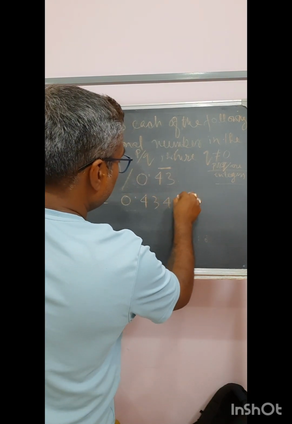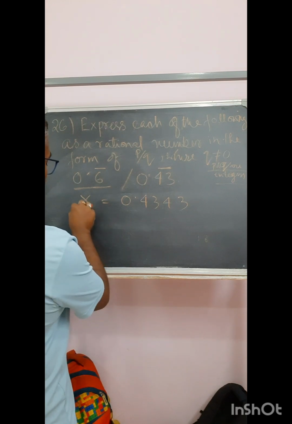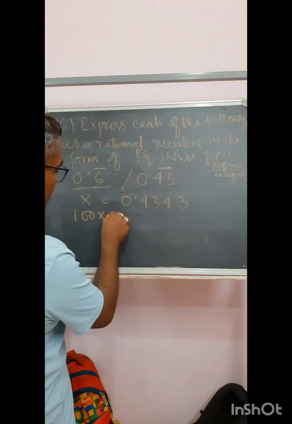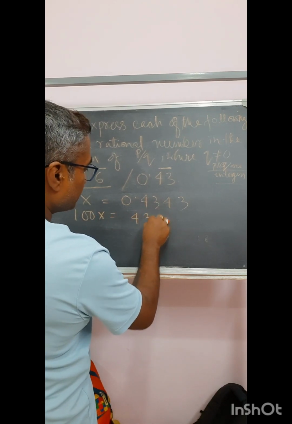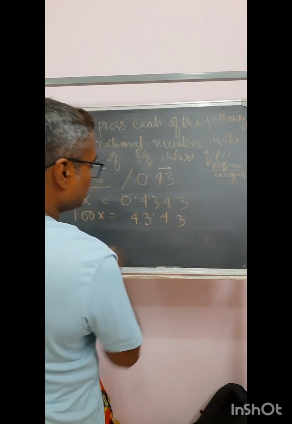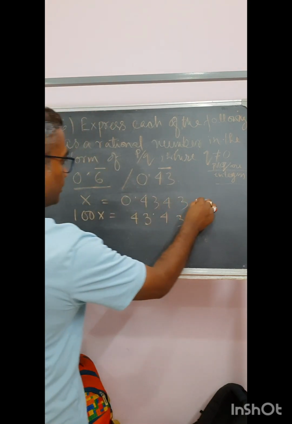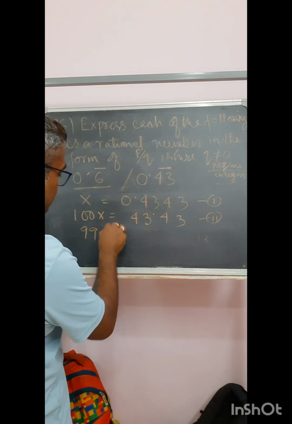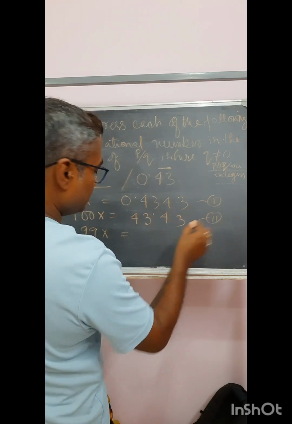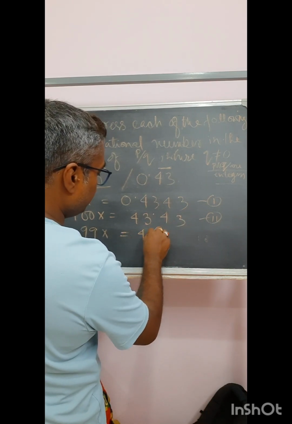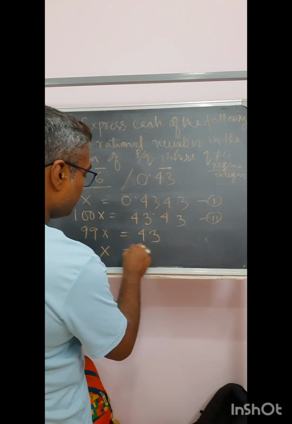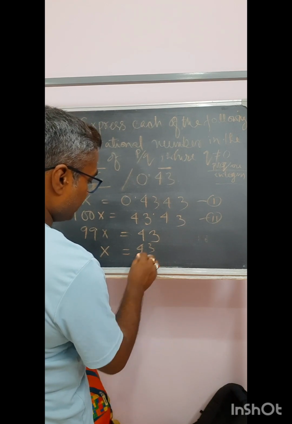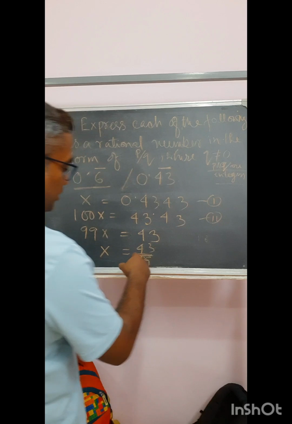And the second one, in a similar fashion, if I take x equal to 0.43 repeating, and I take it up to 4 digits. Now with 100x, because 2 terms are repeating, I have to multiply by 100 to get the correct thing. Now if I subtract 1 from 2, I will get 99x, and after the decimal both the terms are the same, so only the part before the decimal will remain. So x will be 43 upon 99, and as both have no common factors, it cannot be reduced further.